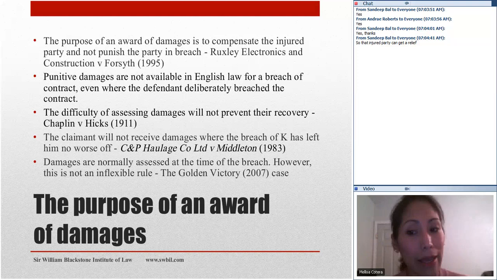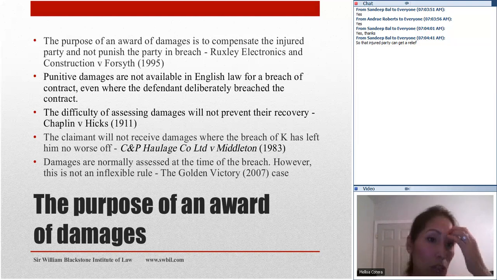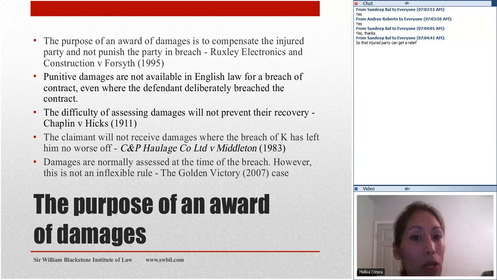However, the court held the appeal was dismissed and the claimant was entitled to recover damages for her loss of a chance of gaining employment. She didn't have to demonstrate that she would have been successful at interview. Okay, so the fact that damages cannot be assessed with certainty doesn't relieve the wrongdoer of the necessity of paying damages for his breach of contract. So we have to see this in the context of the case. So the difficulty of assessing damages will not prevent the recovery.